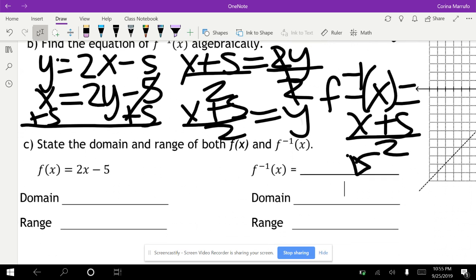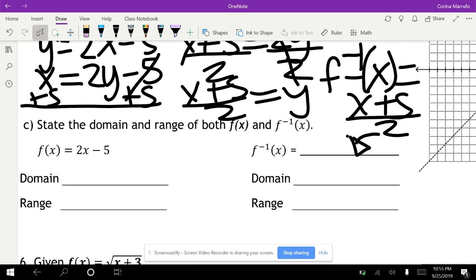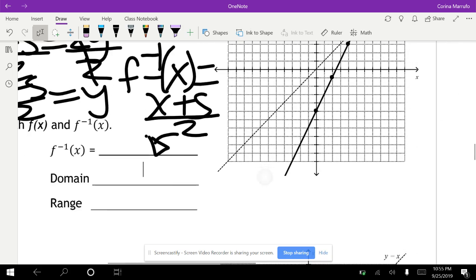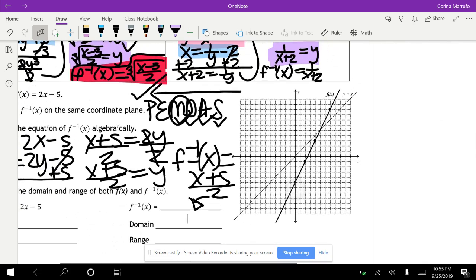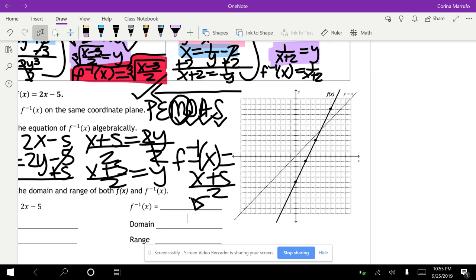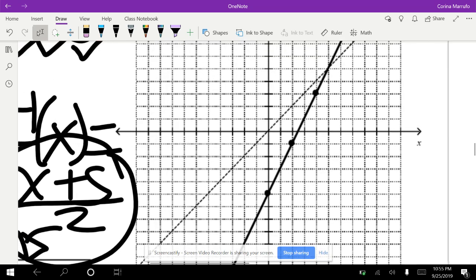All right. So it says state the domain and range of both functions. So let me go ahead and graph these. The original is already graphed here. We can graph the inverse by reflecting it across this line, or we can graph the inverse by graphing this line, whichever is easier for you. I'm going to show you guys how to reflect this across a diagonal line.